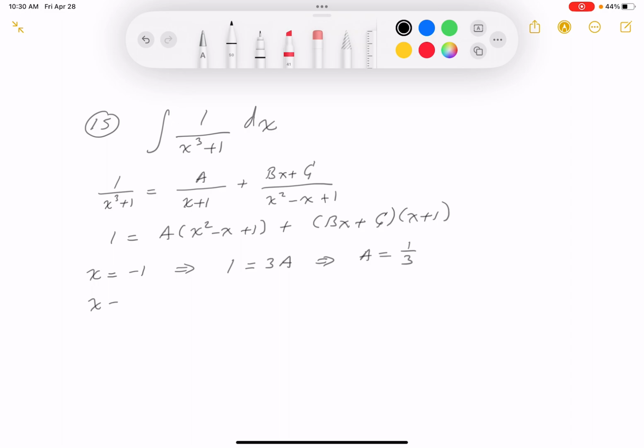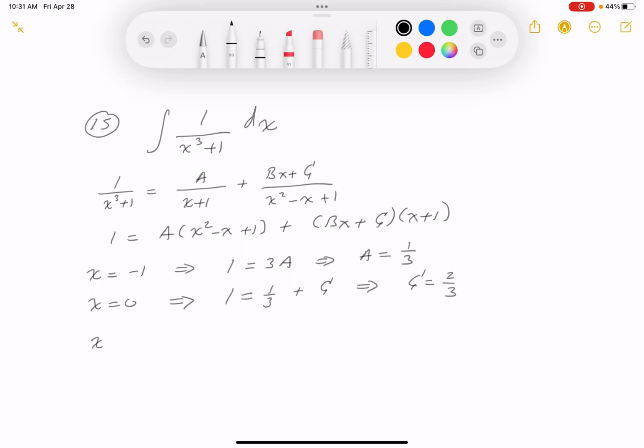Then I'd pick x to be 0, which you get 1 on the left side. Now a is 1/3. And then if it's 0, it's going to be times 1. I could put that down. Again, if x is 0, I just get c. And this tells me c is 2/3.